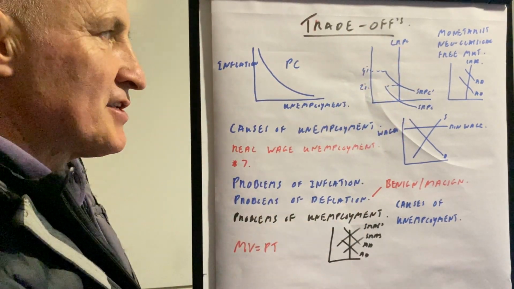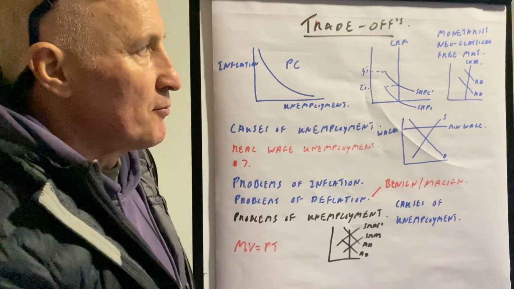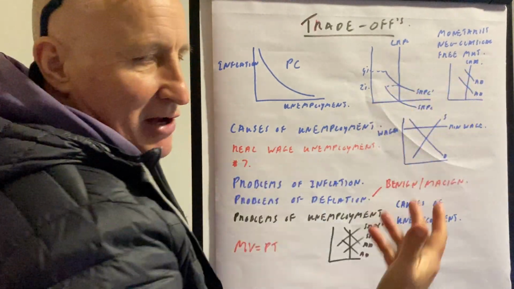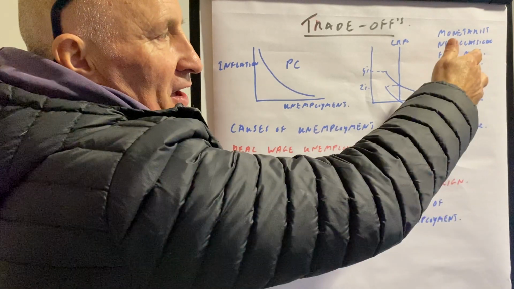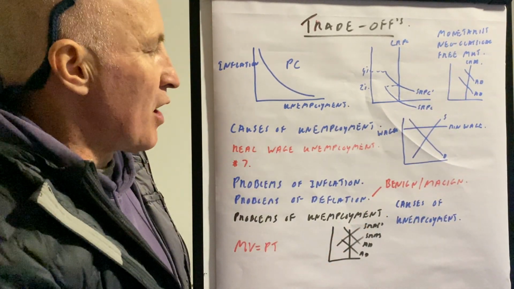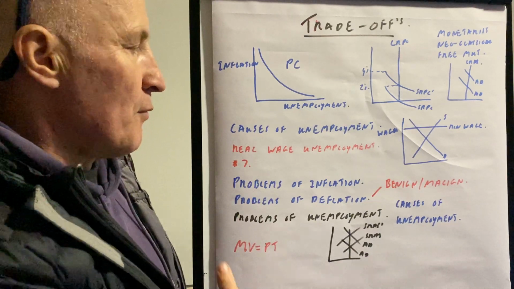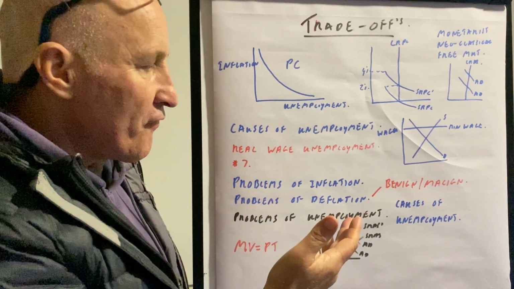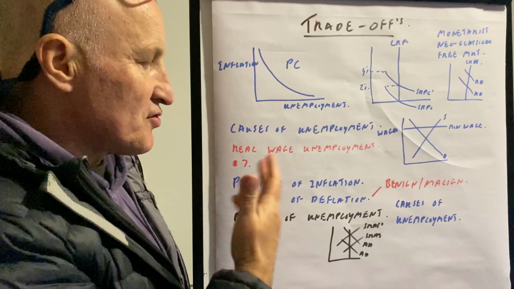So therefore, what you had to do was try and reduce the natural rate of unemployment. And then we got the monetarist neoclassical free market idea that you're faced with an LRAS curve. So if you just increase AD, that will always lead to higher inflation. We also looked at the causes of unemployment. There are about 6 or 7 of those.